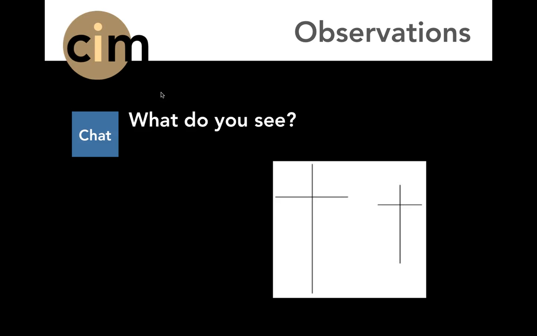Again, use your chat box and just type your responses in. Yep, Dawn sees two crosses. Denise sees two crosses, one bigger than another. Two crosses, two graphic organizers from Kelly. Two crosses from Lisa. Two crosses each with longer vertical lines, one smaller than the other. Two blank tables from Tom. Two crosses from Gabby.